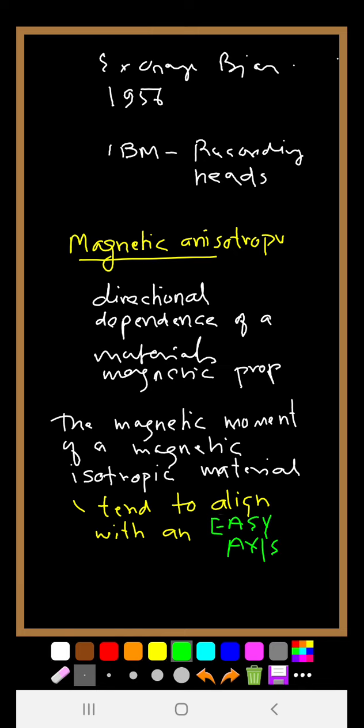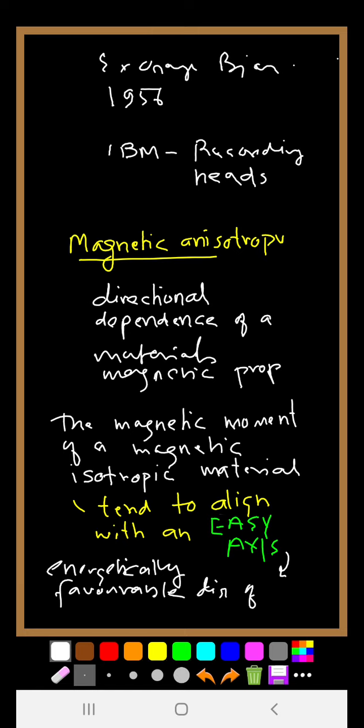Which is an energetically favorable direction of spontaneous magnetization. So what we mean by easy axis is the energetically favorable direction of spontaneous magnetization.